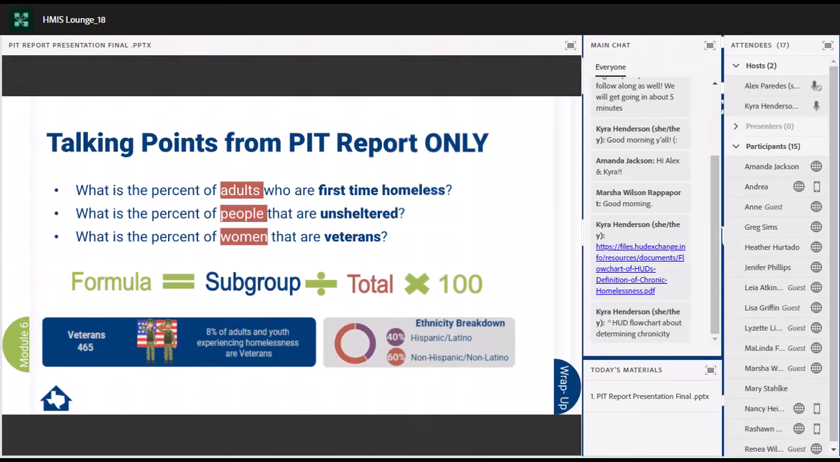So I don't want to move too quickly through this, so I'm going to pause for a minute and see if there are any questions about using PIT data as your comparison tool.